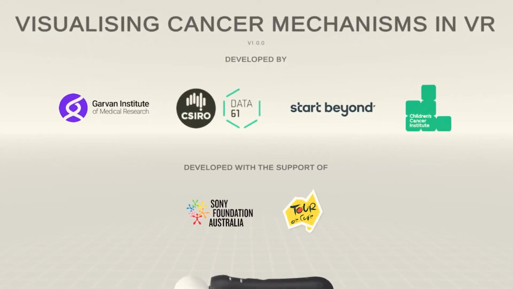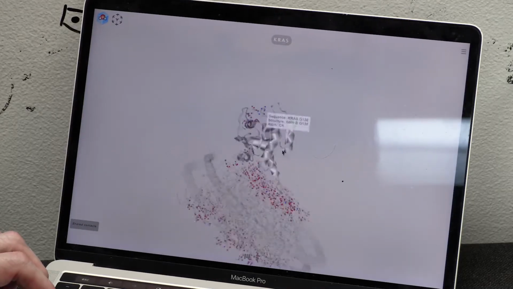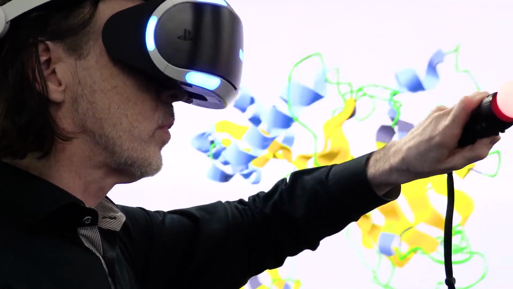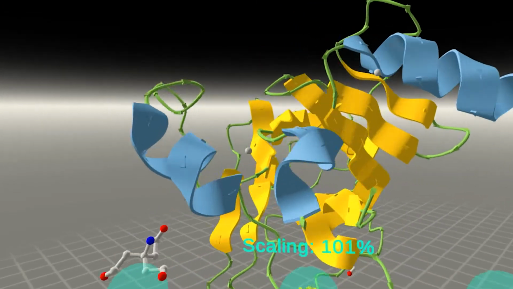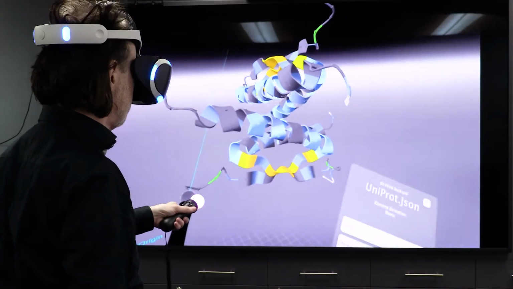This has been a collaboration from the Garvan Institute together with Start Beyond and also CSIRO and a couple of other partners. I've spent my whole career, 30 years, looking at what we call molecular graphics. So it's looking at protein structures on a flat screen. By bringing these data into a virtual reality, we're able to get a much better sense of how the protein folds in 3 dimensions.